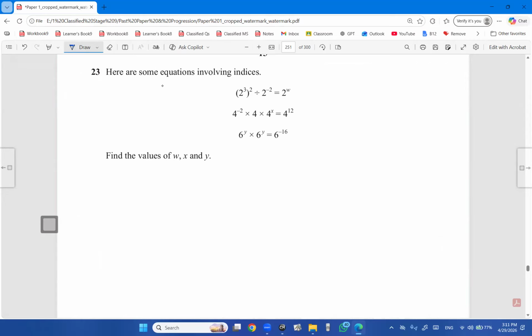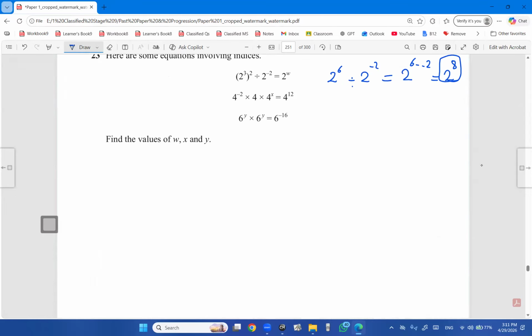Here, in this example, here are some equations involving indices. 2 to the power of 3, all to the power of 2, which is actually 2 to the power of 6, divided by 2 to the power of negative 2, equals 2 to the power of, we subtract the powers, so it is 6 minus negative 2, which is going to be equal to what? 2 to the power of 8. So W is actually 8.